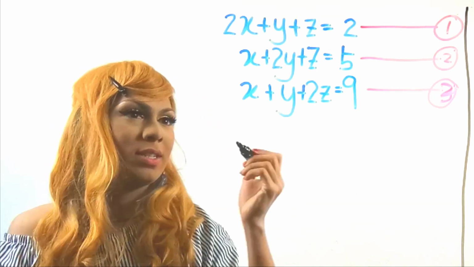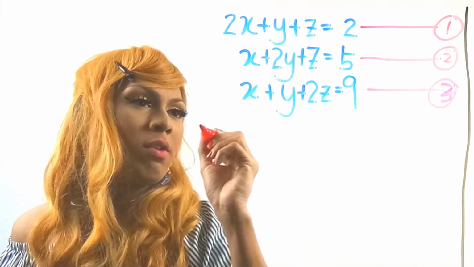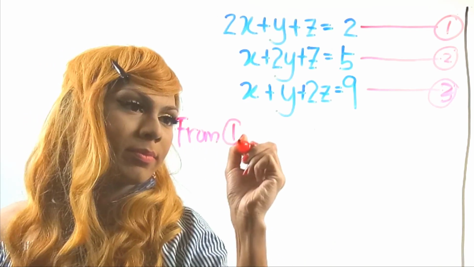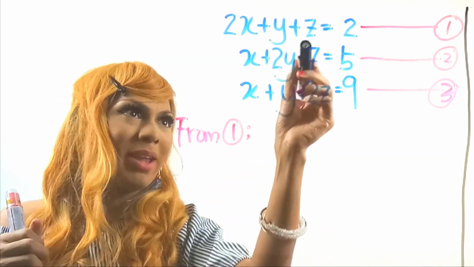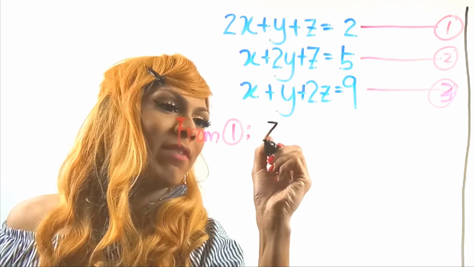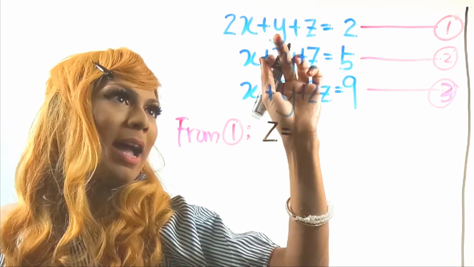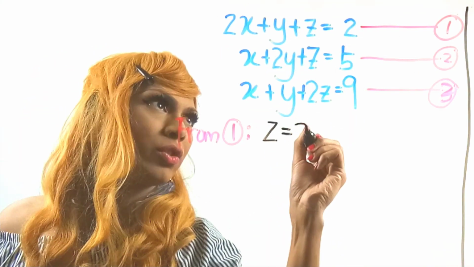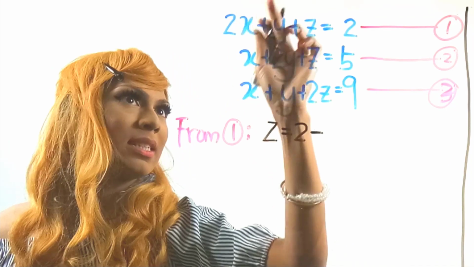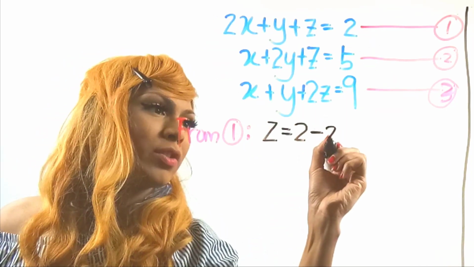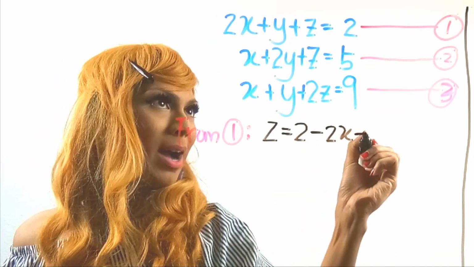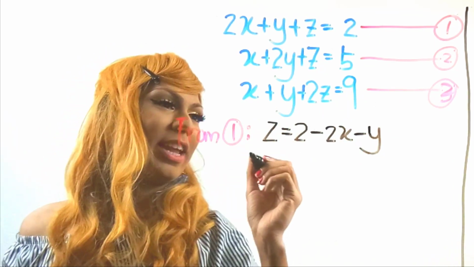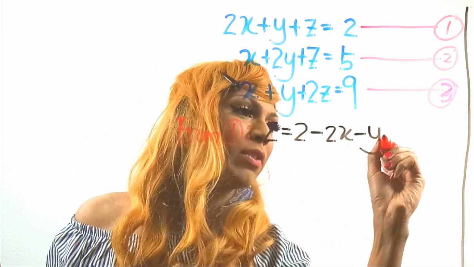Okay. So first, from 1, I want to make this z solo. So I would have z equivalent to, I bring this y to this side and this 2x also to that side, which is 2 minus, this is positive, bring it to that side, minus 2x minus y. Alright? Okay. And then now I can name this as 4.